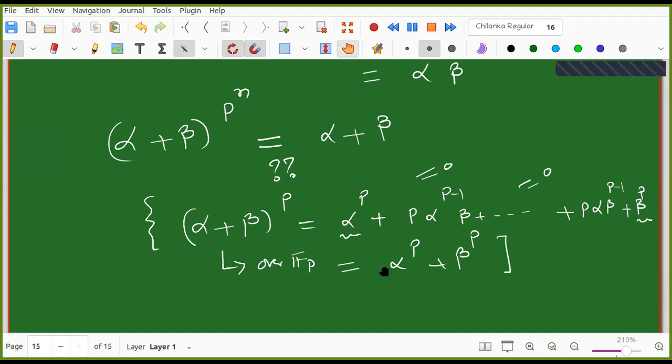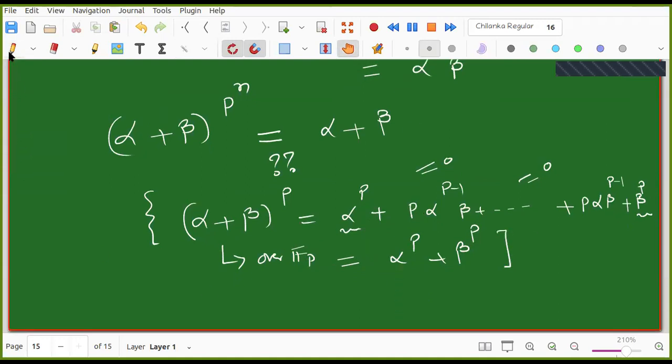Yes, we have done it actually. See, p is a prime number. Then p divides the binomial coefficient p choose i, for i not equal to 0, p.